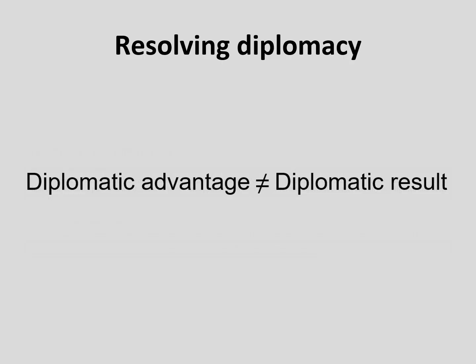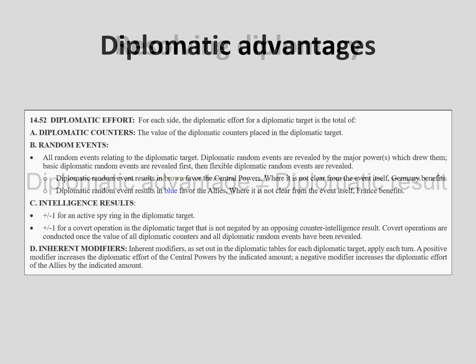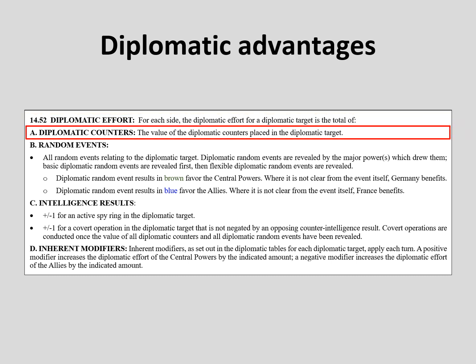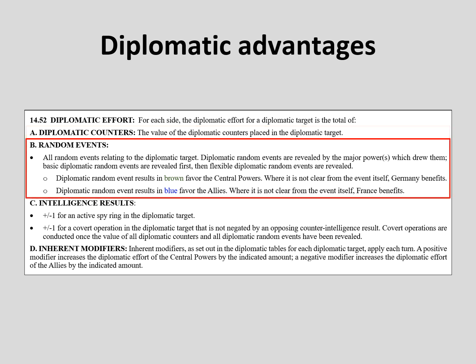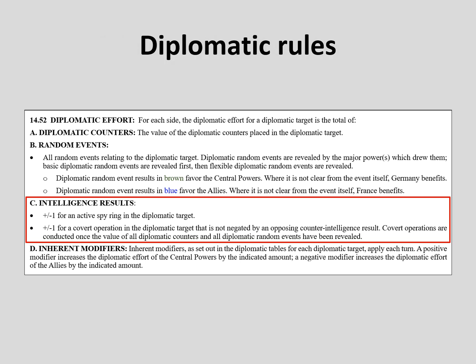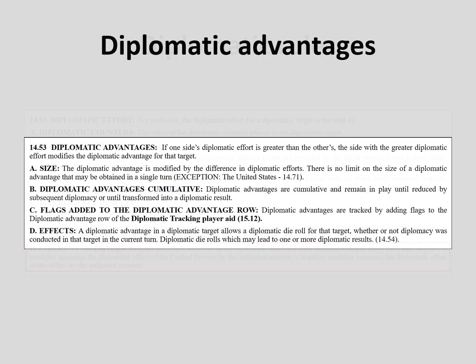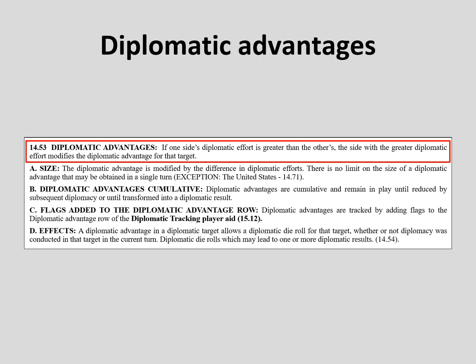It is very important to remember that a diplomatic advantage is not the same thing as a diplomatic result. The diplomatic effort for each side for each diplomatic target is the total of the diplomatic counters placed in the target, any diplomatic random events applying to the target, any modifier from active spy rings or covert operations, and the inherent modifier for the target. The difference in diplomatic efforts determines the shift in the diplomatic advantage in the target.